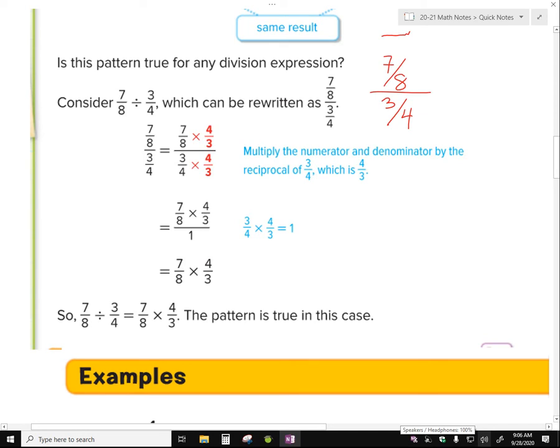So when we have 7/8 in the numerator, we're going to multiply that by 4/3 because that's a multiplicative inverse of 3/4. Then we have 3/4 multiplied by the reciprocal. We have 7/8 multiplied by 4/3. We just multiply straight across. We have 3 times 4 over 4 times 3, which just equals 1.